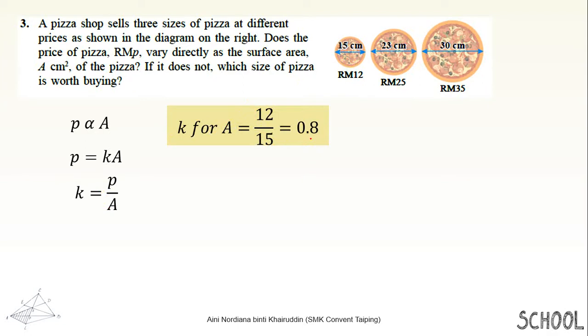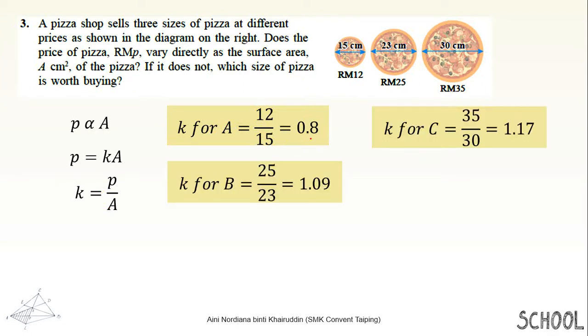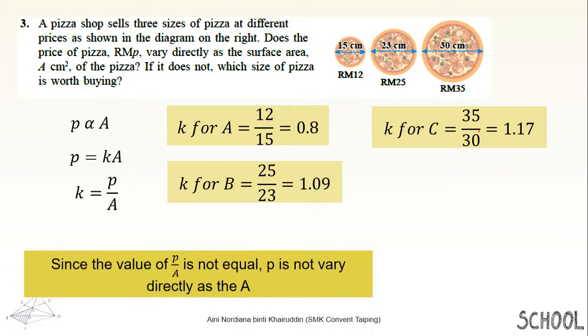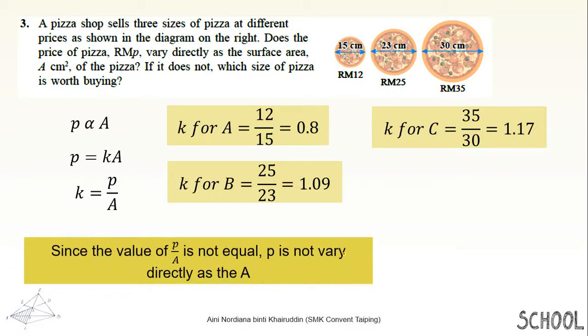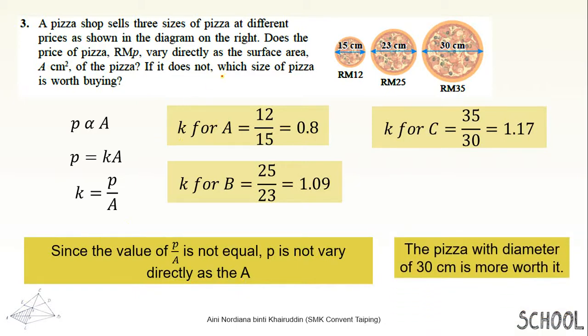Then K for pizza A, 12 over 15, we get 0.8. For B, 1.09. For C, 1.17. As you can see here, we get different values. So we can conclude that P does not vary directly as A. Then, the second question, which size of pizza is worth buying? So the answer is 30 cm, because the value of K here is higher than the others.